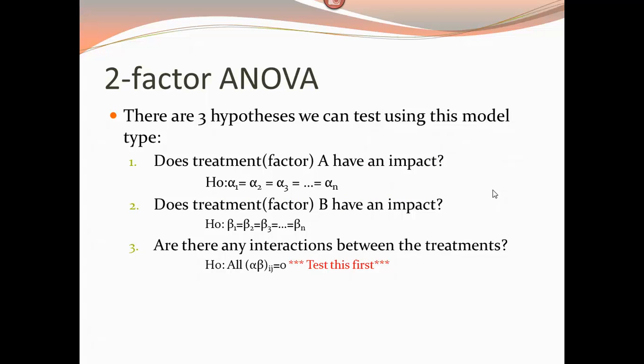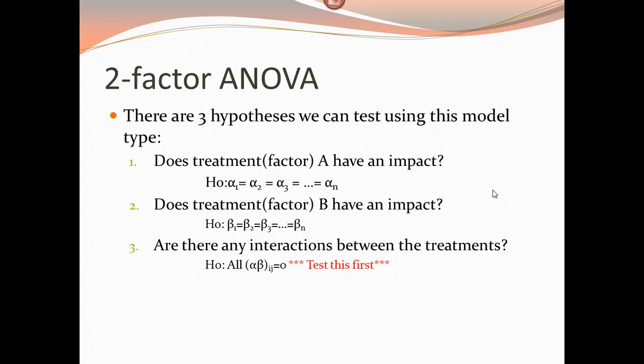There are 3 hypotheses that can be tested using this model. The tests of the effects of the treatments, A and B, based on the coefficients alpha and beta, are called main effects, which is what I'm actually interested in. But I need to check the significance of the interaction term first, because the effect of treatment A may depend on treatment B and vice versa.